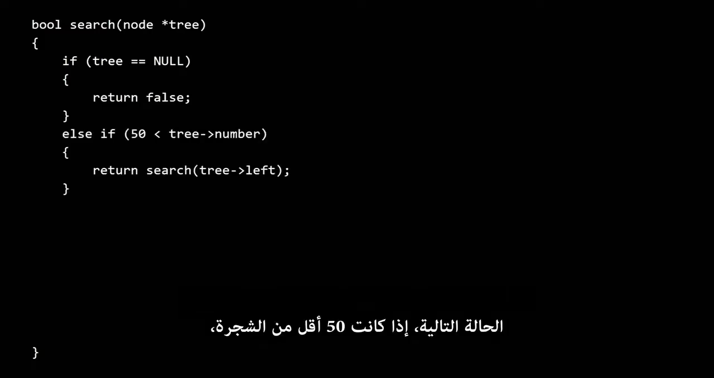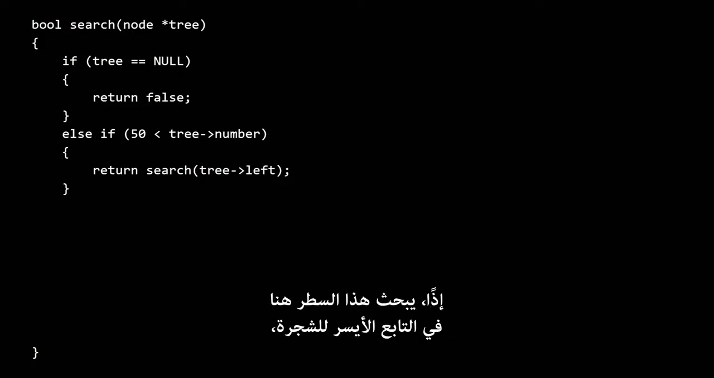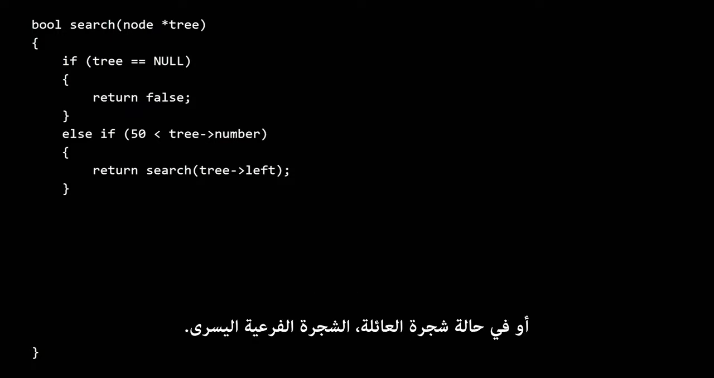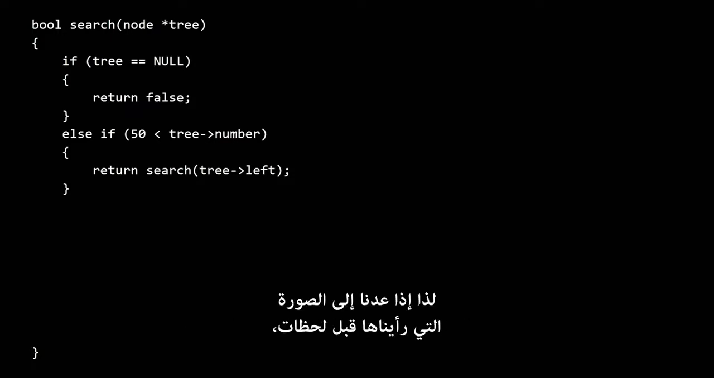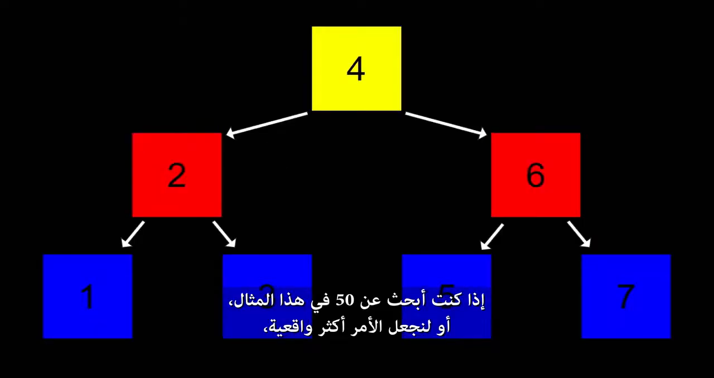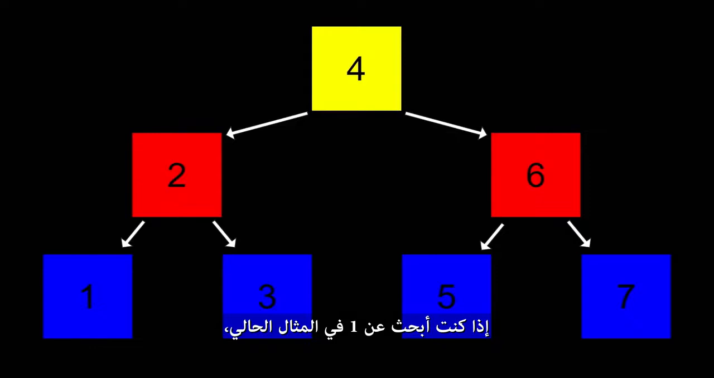Next case, if 50 is less than the tree, follow the arrow to the number field, then what do you know? 50 is less than the node you're looking at. What direction do you want to go conceptually? You want to go to the left. So this line here searches the tree's left child, so to speak, in the family tree sense, the left subtree. So if we go back to the picture a moment ago, if I'm looking for 1 in the current story, I see that 1 is less than the current node. So I go ahead and just search the left subtree.